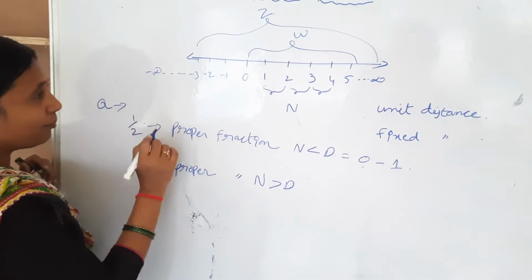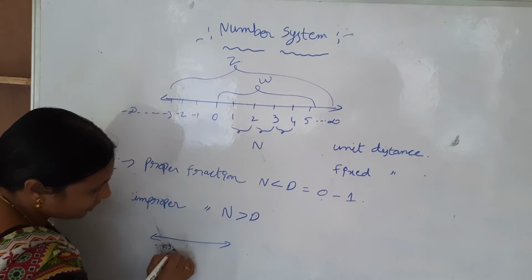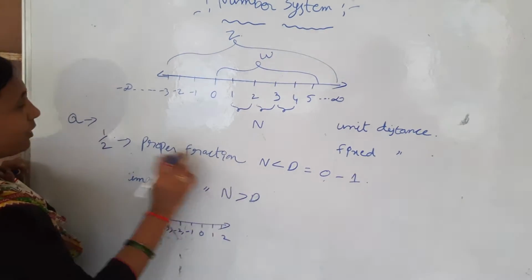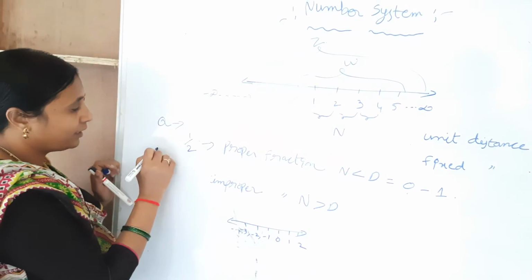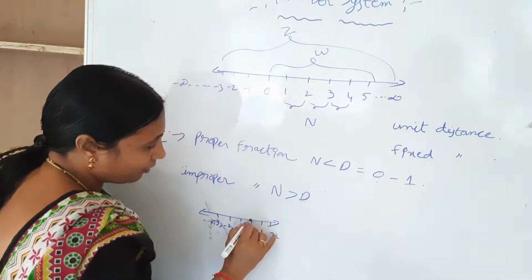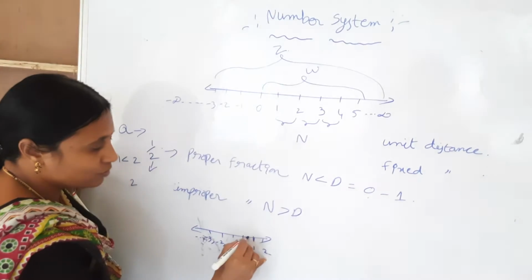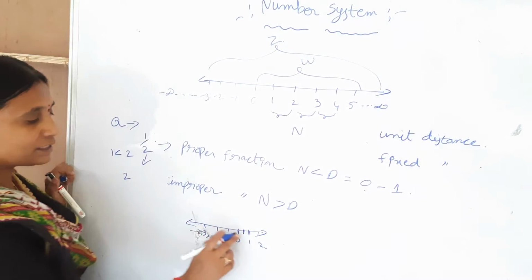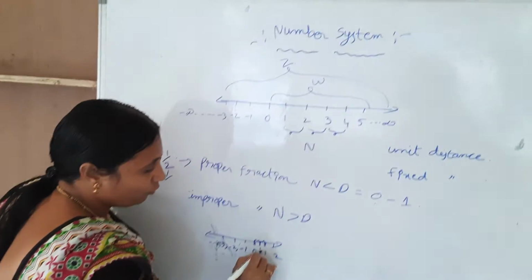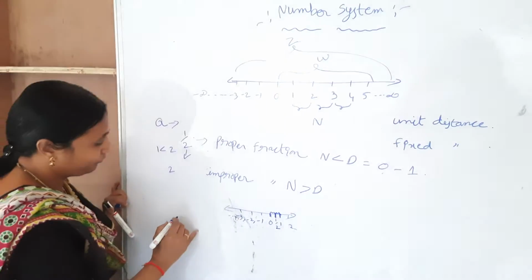Here, how can we represent 1 by 2 on the number line? I am taking minus 3, minus 2, minus 1, 0, 1, 2. Here in 1 by 2, the numerator 1 is less than 2, so this is a proper fraction, and its value is always between 0 and 1. The denominator 2 means the fraction is between 0 and 1, divided into two parts: 0, 1 by 2, 1. This is the answer.